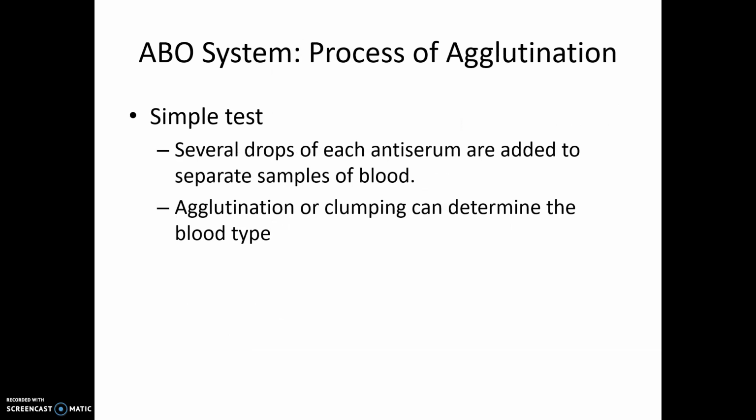Okay, so let's talk about how we test. We are going to test using this process of agglutination. It's a very simple test. We are going to take samples of the blood, and then we are going to add each of the anti-serum to the blood samples. So we will have a drop of blood, we'll add anti-A, then we'll add a drop of blood, and then we'll add anti-B, and then we'll add a drop of blood, and we'll add anti-RH.